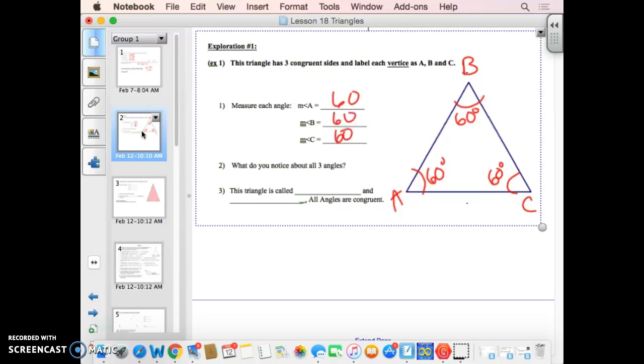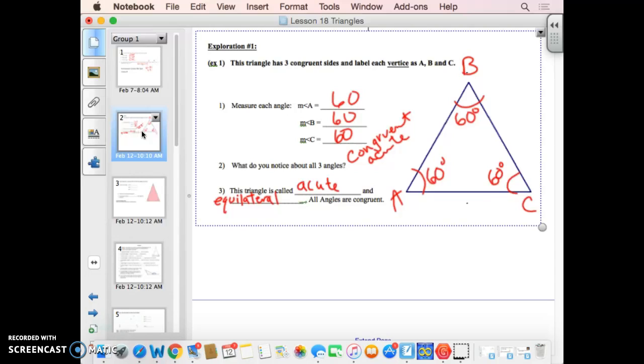So what do we know about all three of these angles? Well, they're congruent. And there's another word for them. We also call them acute. And so this triangle, we actually call acute. And because all the angles are equal, we also call it equilateral. Please check my spelling. It's terrible. And so all angles are congruent.